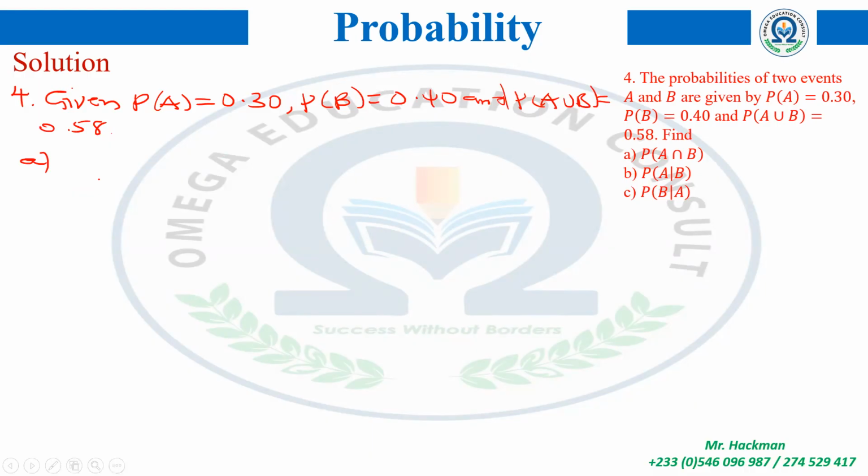The fact that all along you've been writing therefore doesn't mean you should always start with therefore. If you were asked to find a probability, it would be probability of this is equal to, and you can find it directly. But with this one, you cannot. You have to go through something. Once you are given probability of A union B, take note, it means the question wants you to make use of the A union B formula.